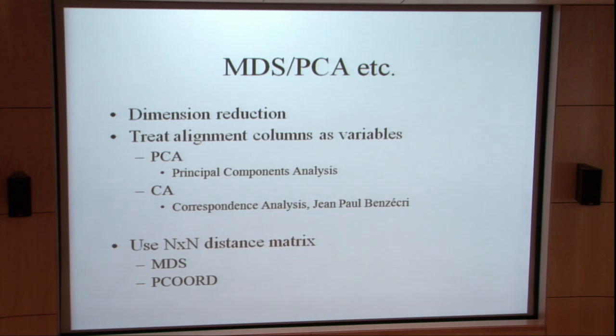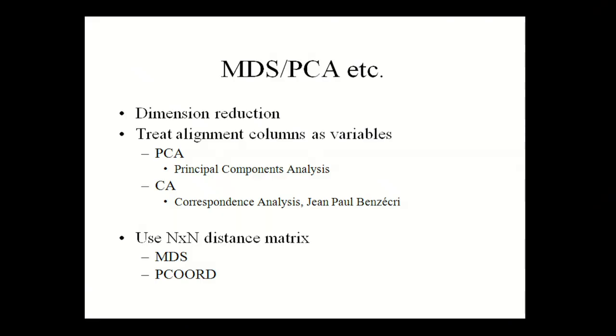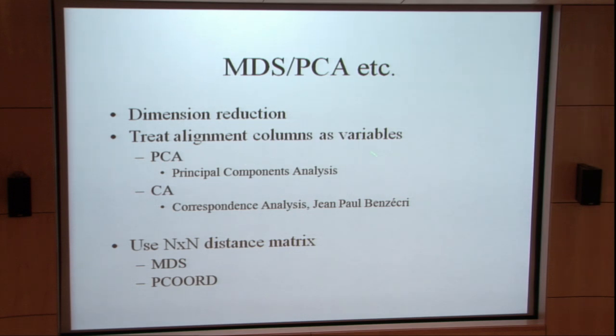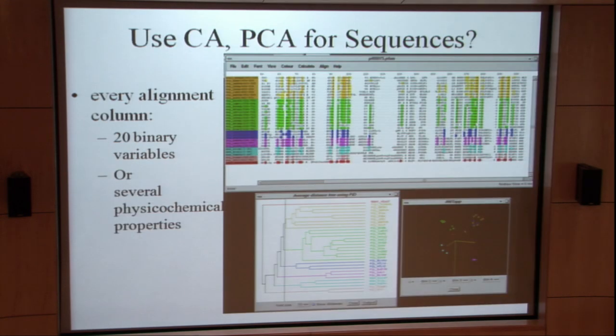So, the last bit of this talk: MDS and PCA. I realize there's a bunch of people in this room who know more about this than I will ever know, so I'm kind of an outsider to this. I treat this very much as a biologist. But anyway, one way to visualize stuff in alignments is, of course, to use dimension reduction techniques. One way of doing it is principal components analysis, if you treat the alignment columns as variables. Or something that we like is correspondence analysis. It's a technique invented by the French statistician Jean-Paul Benzécri, which is very nice for alignments. We can talk about MDS in a moment.